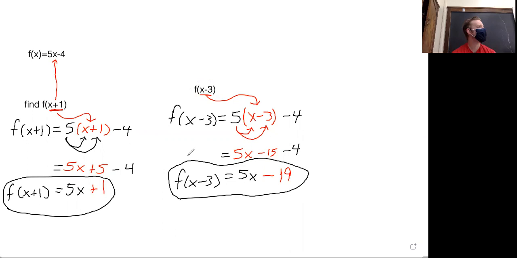How you feeling about this? All right, let's have a problem for you all to try out, okay? Similar to the last two. So I want you to find f of x plus 6 here. Sort of running out of space here.